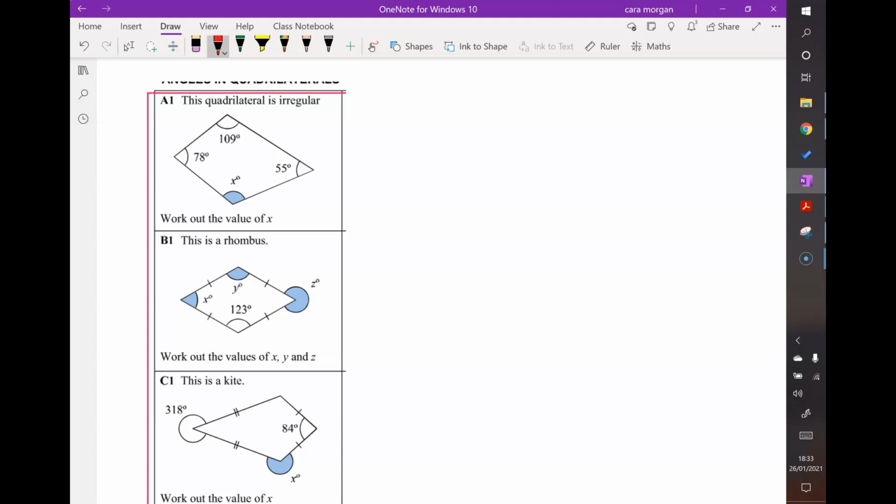Okay, thank you. So the first one, well, I'm going to add 109 and 78 and 55. And my answer comes to 242 degrees. If I add X, I should get 360 degrees. So I think I'm just going to subtract 242 from 360. And I get 118 degrees. I'm expecting an obtuse angle. That sounds about right to me.